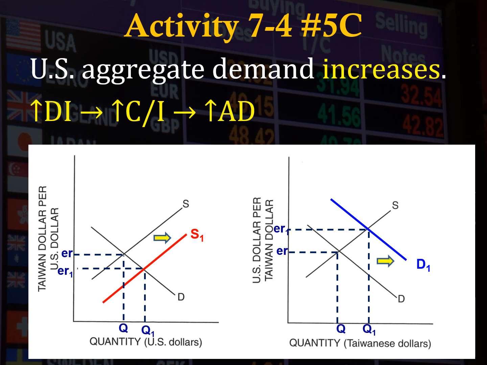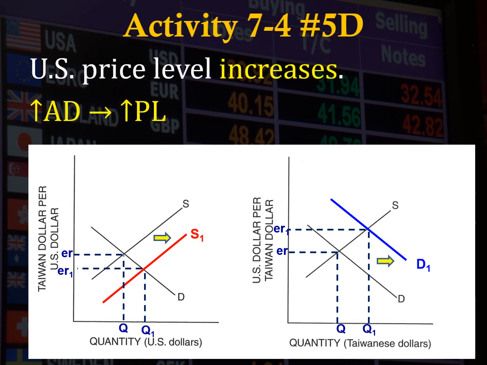So US aggregate demand increases, going all the way back to the lowering of taxes, which increases disposable income, which leads to higher consumption and investment. Because aggregate demand increases, price level also increases. So that's section 7.4, how the changes in the exchange rate affect domestic price levels, domestic output, etc.